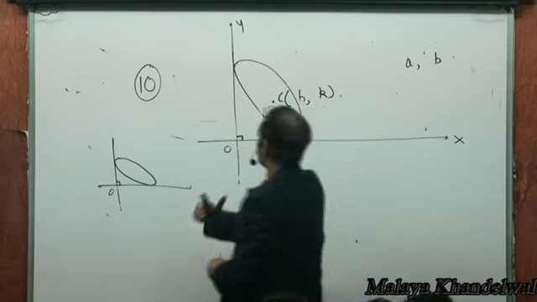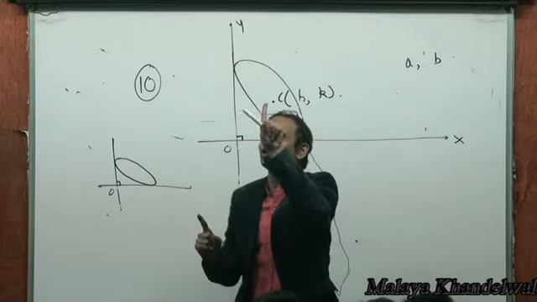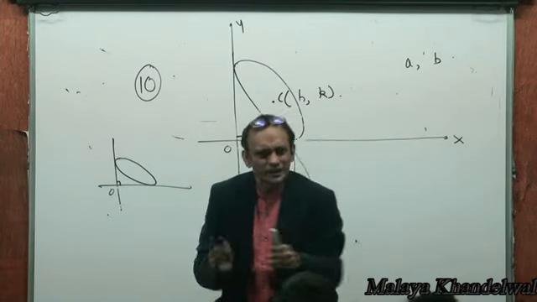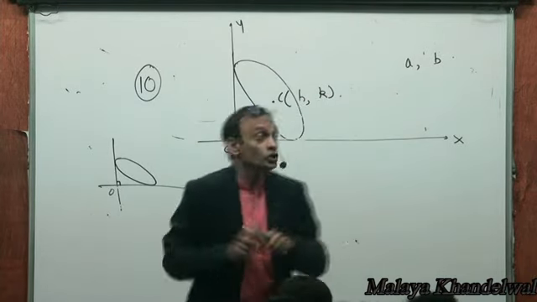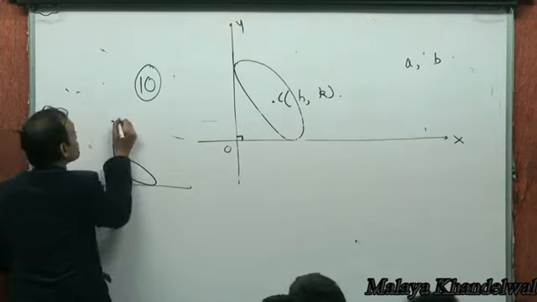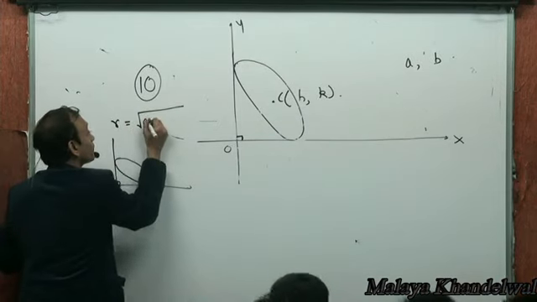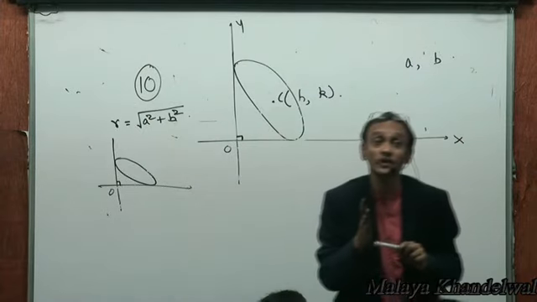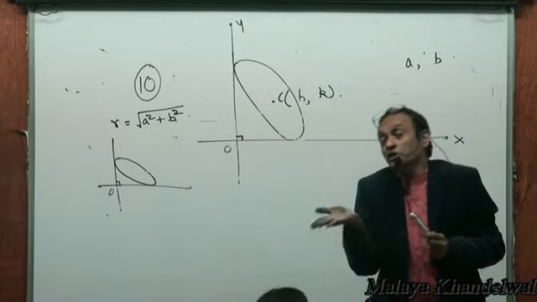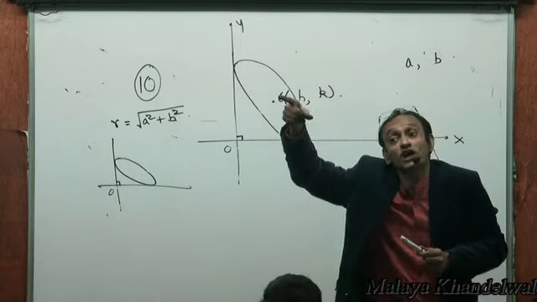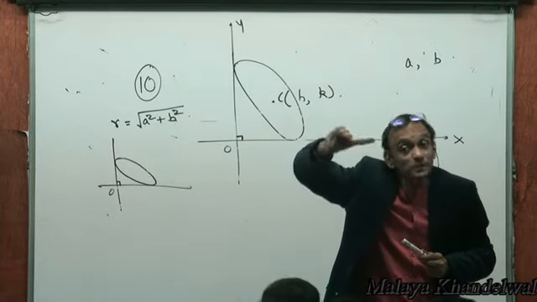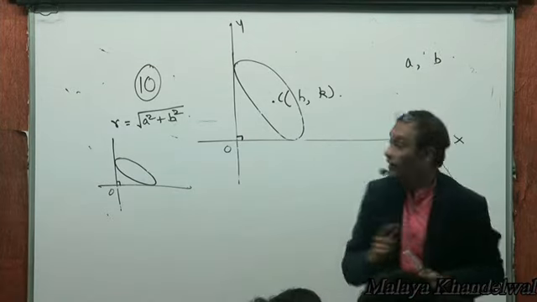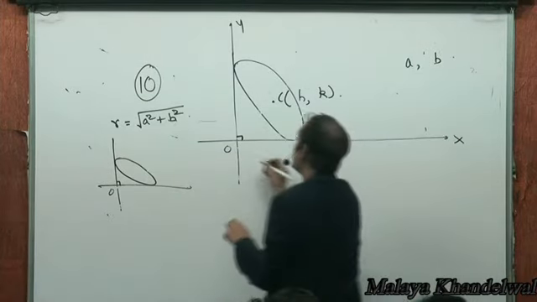Which means what? It means that O must be a point on the director circle of this ellipse. The radius of the director circle is always root a squared plus b squared, no matter what, and the director circle has a common center with the ellipse. The center of the ellipse and the center of the director circle must be the same. Yes or no? Right? O must lie on the director circle.